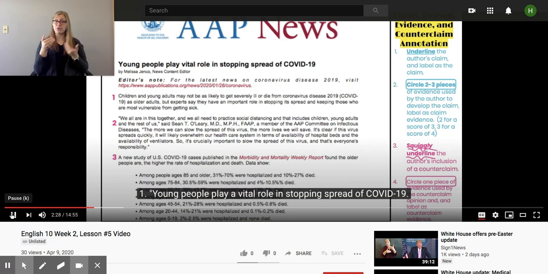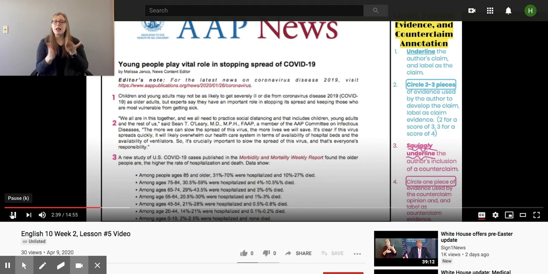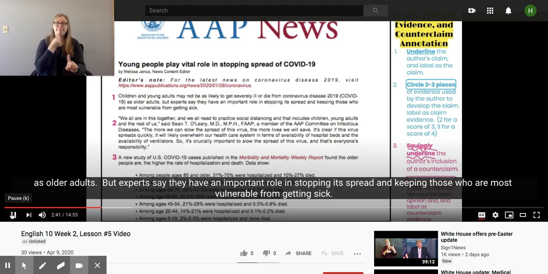Young people play a vital role in stopping spread of COVID-19. Children and young adults may not be as likely to get severely ill or die from coronavirus disease 2019, COVID-19, as older adults, but experts say they have an important role in stopping its spread and keeping those who are most vulnerable from getting sick.